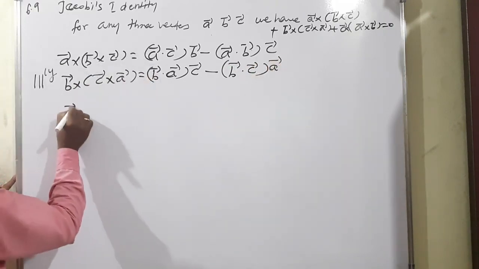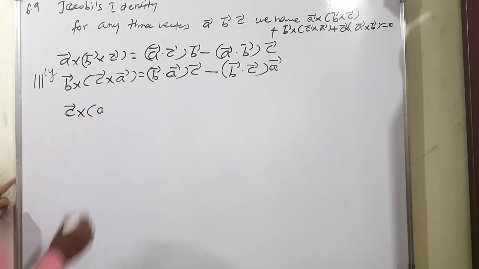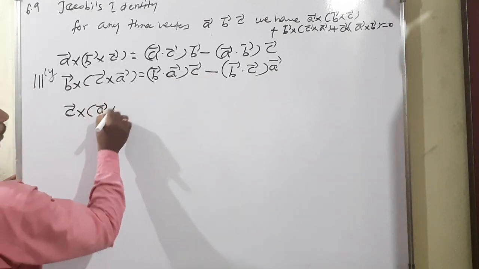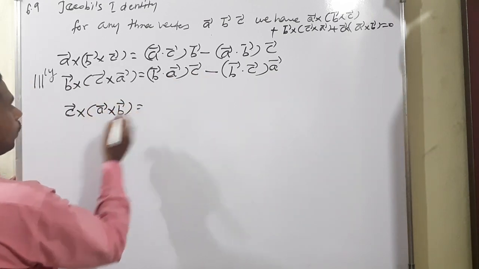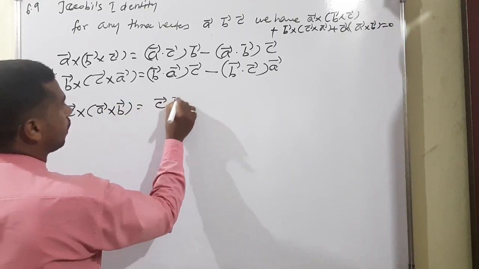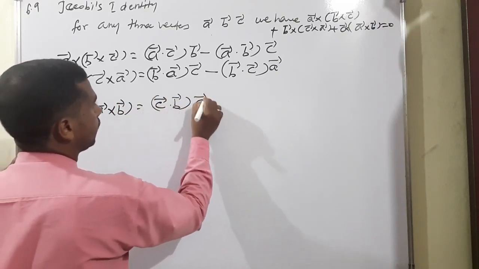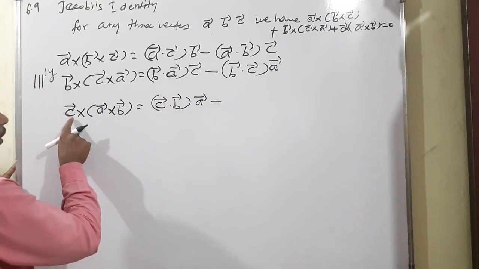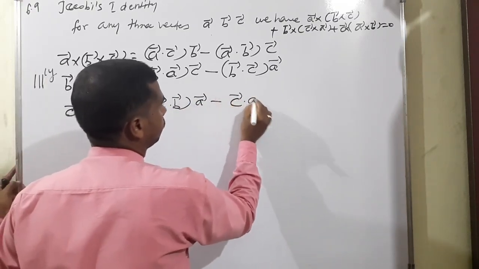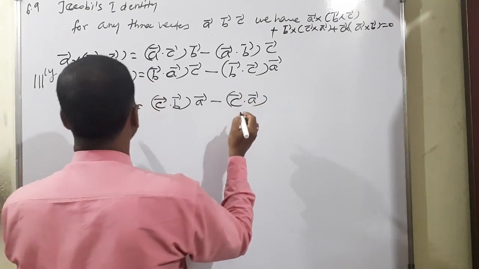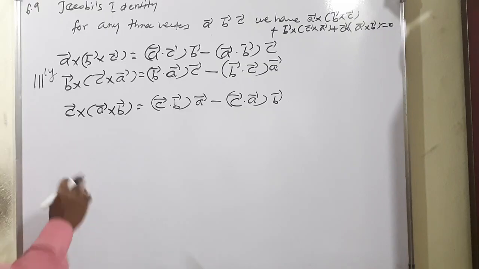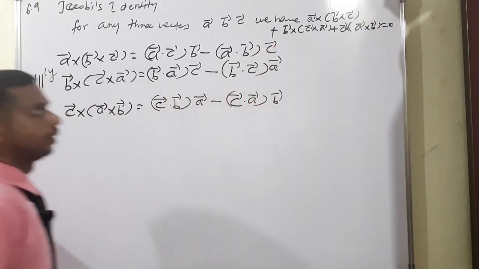Then the last condition, C vector cross A vector cross B vector. What will happen? First we have to skip A vector. Therefore C vector dot B vector, outside A vector, minus. Now we have to skip B vector, C vector dot A vector, then skip off the vector B vector. So all the three times we have to add according to the conditions, isn't it?